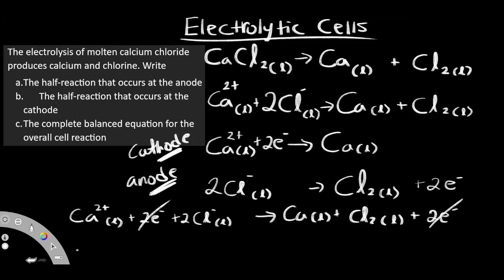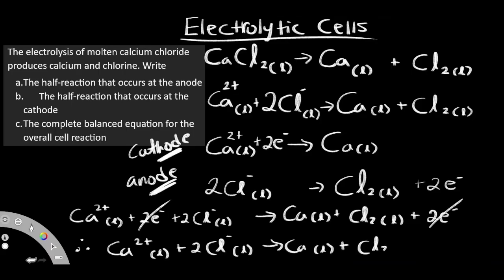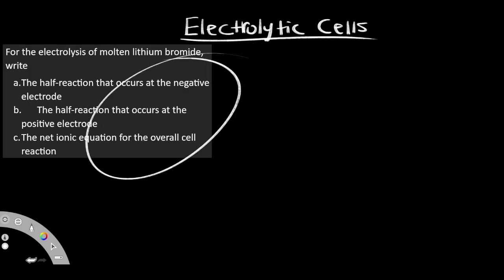What do we have remaining? We then therefore have our Ca2+ and our 2 Cl-, yielding our CaCl2. That's the answer. Okay, let's try this question over here.